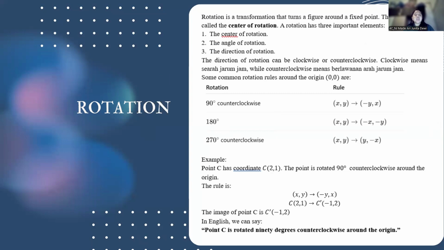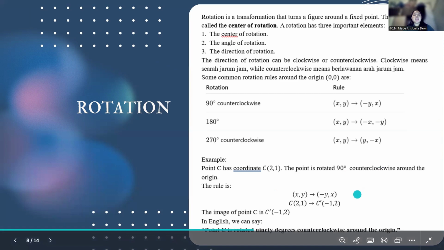Now, let us look at one common rule. For rotation 90 degrees counterclockwise around the origin, the rule is this one. For example, point C has coordinate C (2, 1). The point is rotated 90 degrees counterclockwise around the origin. So, using the rule, that is on the screen. So the image of point C is C' (-1, 2). In English, we can say point C is rotated 90 degrees counterclockwise around the origin.